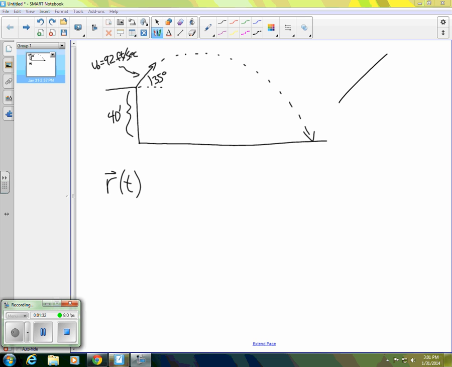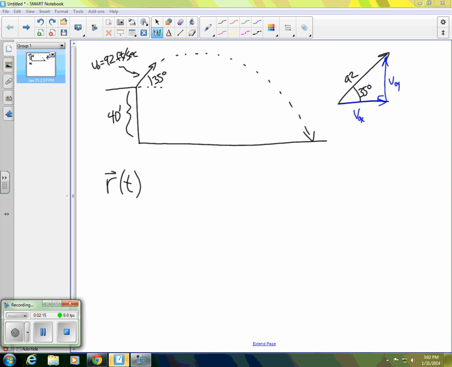Let's put our vector in here. This has length 92, and there's an angle here of 35 degrees. What we want to do is form a right triangle like this, and figure out the horizontal and vertical components of the velocity at time 0. We'll call this v0x and this v0y. Those are the horizontal and vertical components of the velocity at time 0.